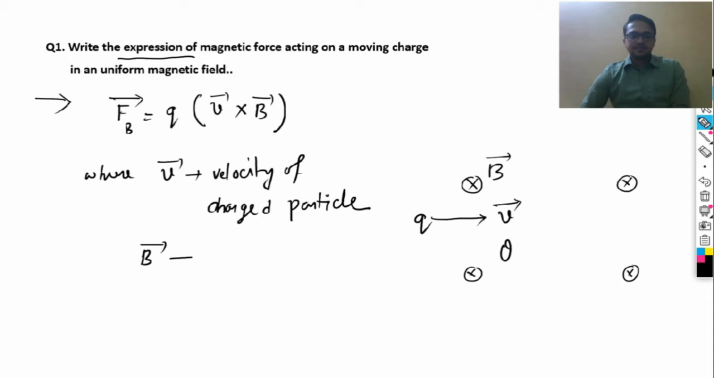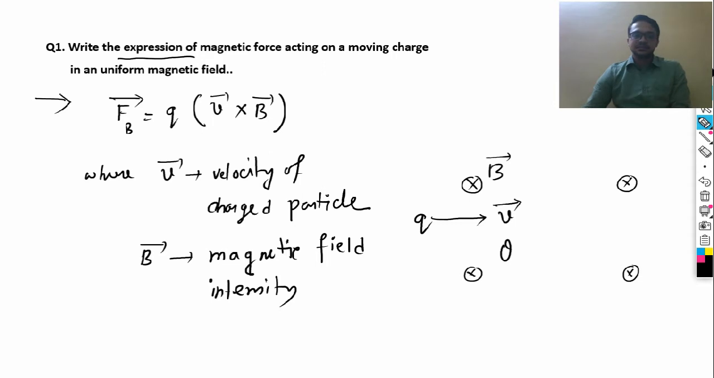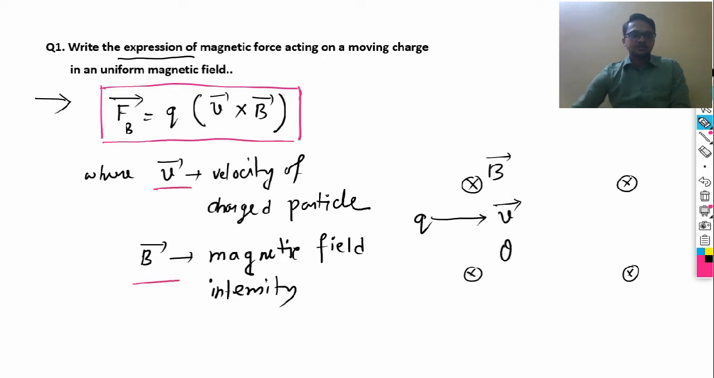B is the magnetic field intensity. Okay, or sometimes it is also written as magnetic flux density. Okay, so our answer will be only this much, that this is the correct expression. Then do not leave it here, as I always tell, mention the terms. Okay, so this is the correct way to write.